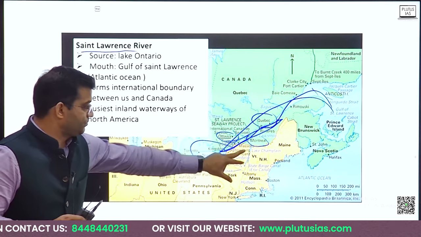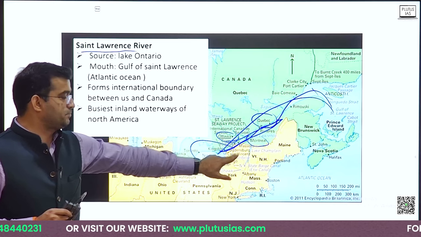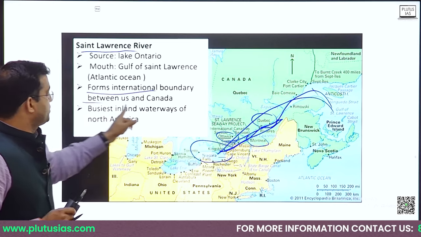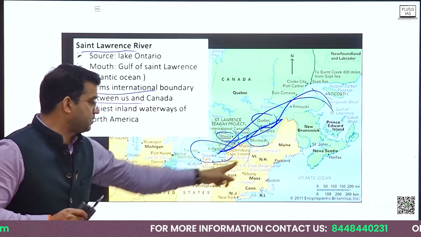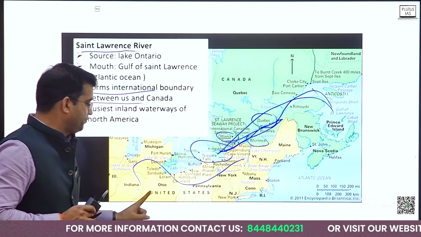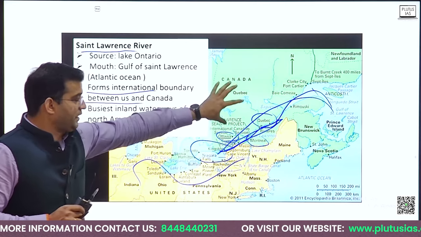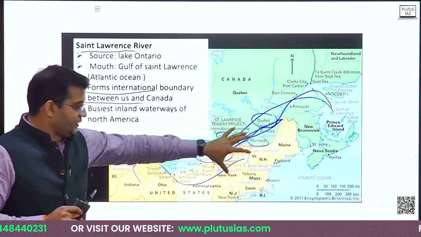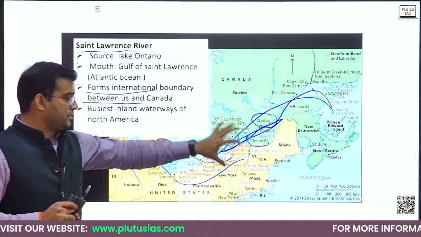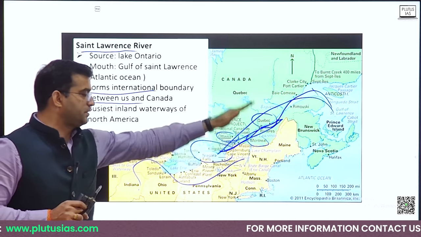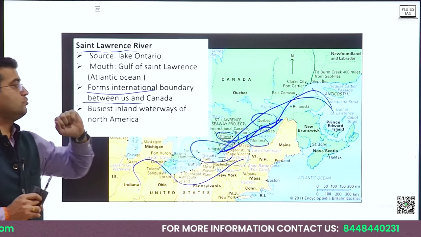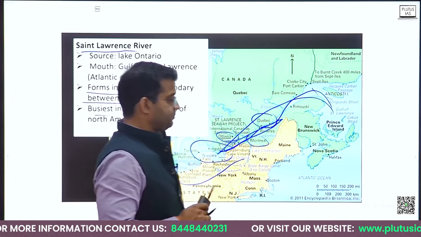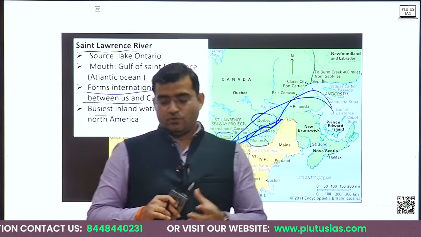Again, by seeing this picture, we can identify that it forms the international boundary between the US and Canada. This yellow colored part is of the United States of America, while this part is of Canada. So this makes the boundary between the United States of America and Canada. So here, what do we learn?